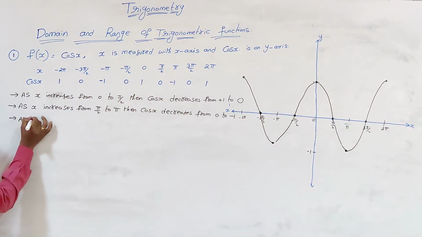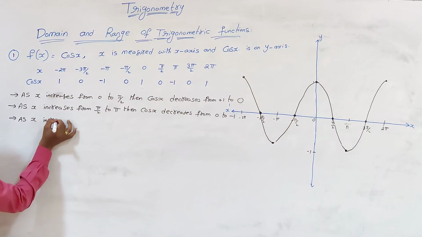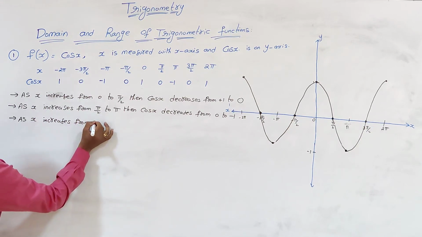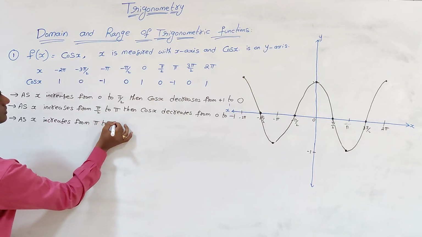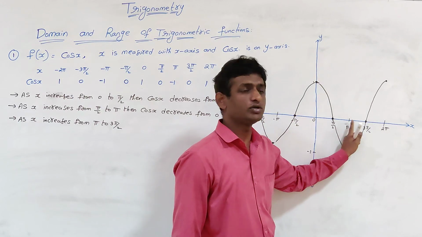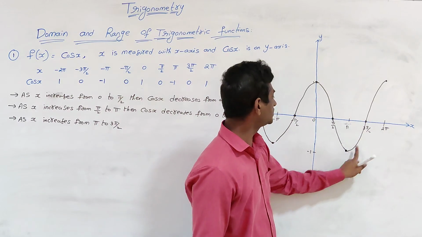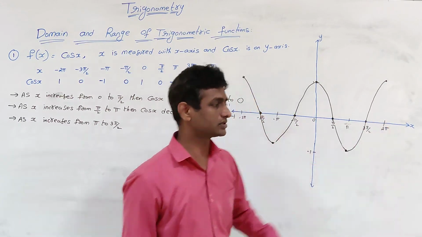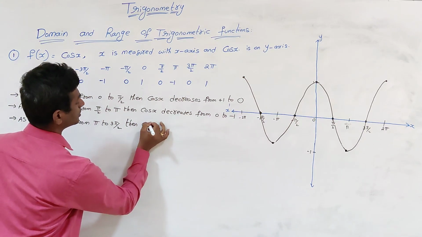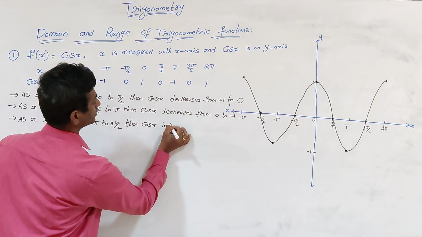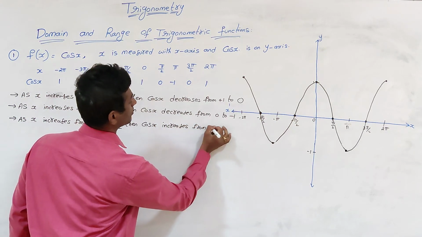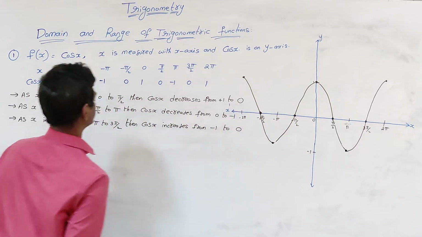Again, as x increases from pi to 3 pi by 2, means when x moves from 180 to 270, it will be increasing. Then cos x values increase from minus 1 to 0.